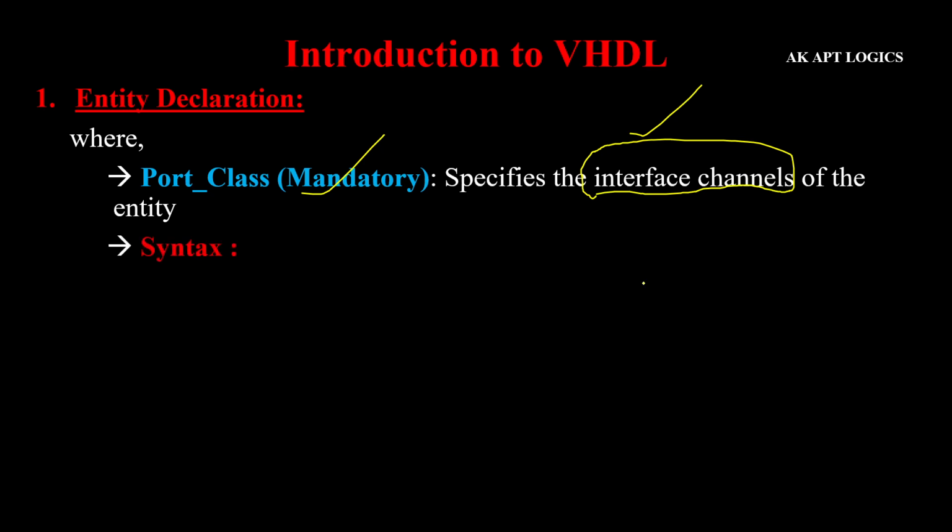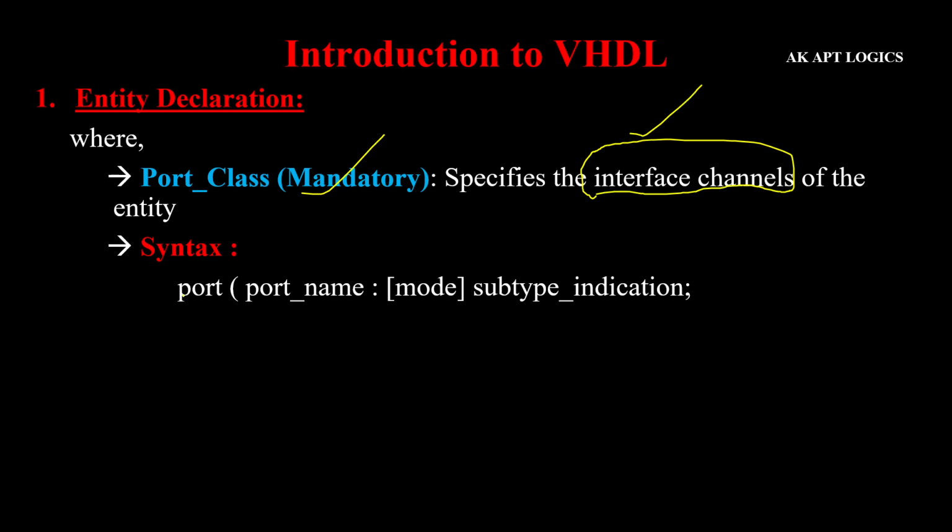Next, syntax for the port class. Port is a keyword. You should use it as a keyword. Port name: you should give a user-defined identifier. It's an identifier, user defined. And mode, in the sense of whether it is input or output mode.